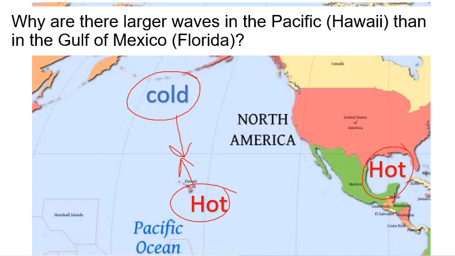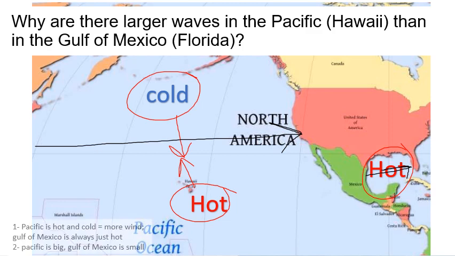The second has to do with size. Like I alluded to in the previous video, once the wind gets going across the Pacific Ocean, it's got a long way to pick up speed. The Gulf of Mexico is relatively small, so the waves don't have time to build up to bigger sizes. So there's a summary. One, the Pacific is hot and cold, which means more wind, and the Gulf of Mexico is just always hot. Two, the Pacific is big and the Gulf of Mexico is small.